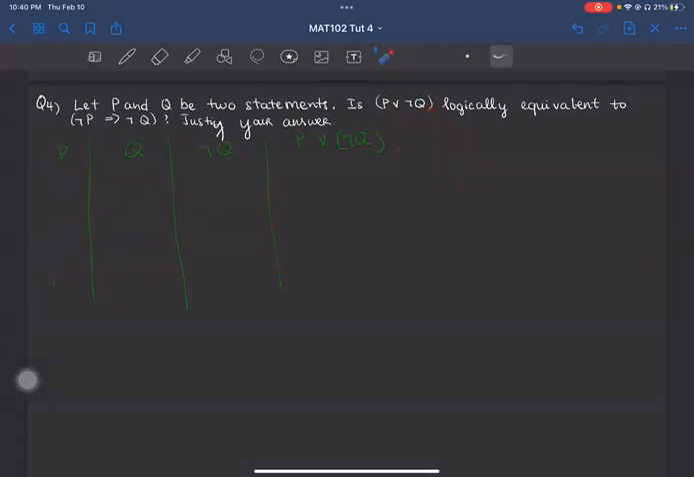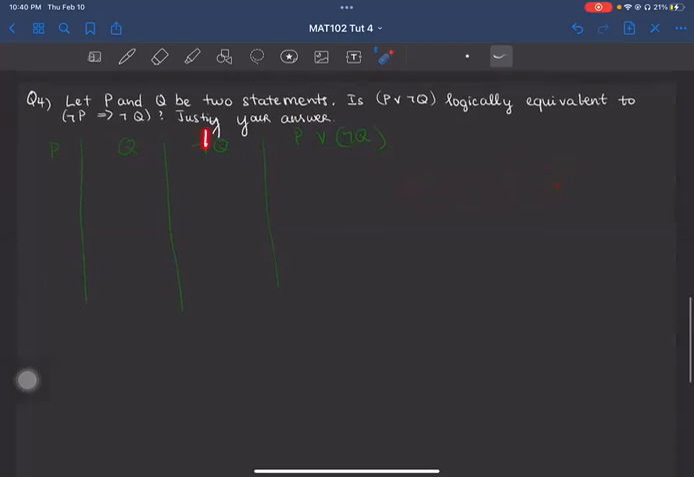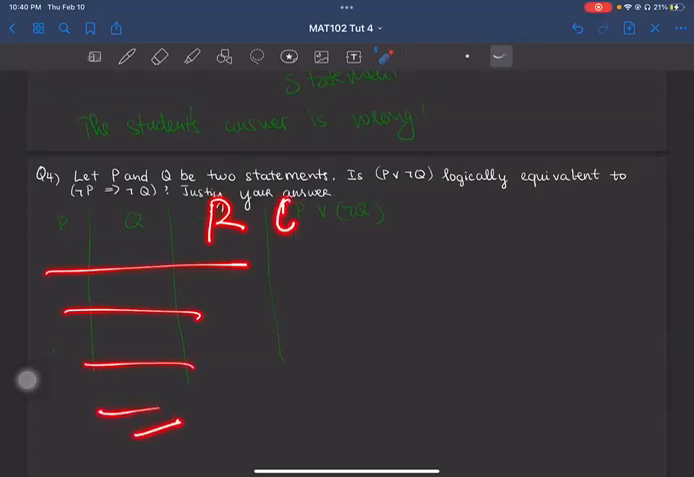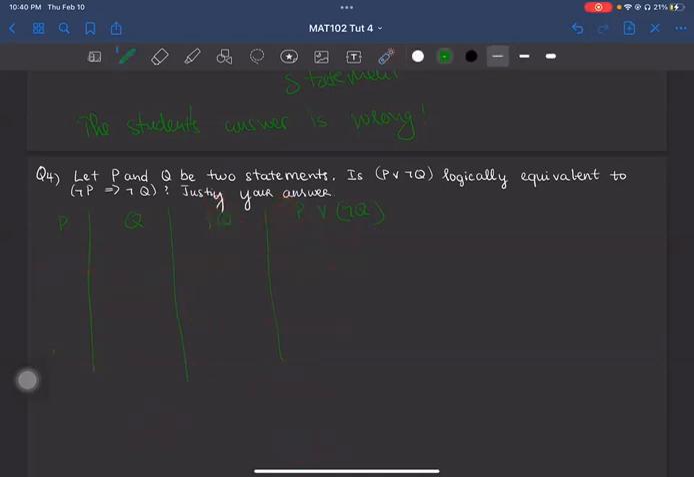If you have a third statement called R, then you will have 2 times 2 times 2, which is 8 possibilities. So if you have a new statement here, which is R, you will need 8 rows. If you have 4 statements, you will have 16 rows. So in general, you have 2 to the power of n possibilities, where n is the number of statements that you have.